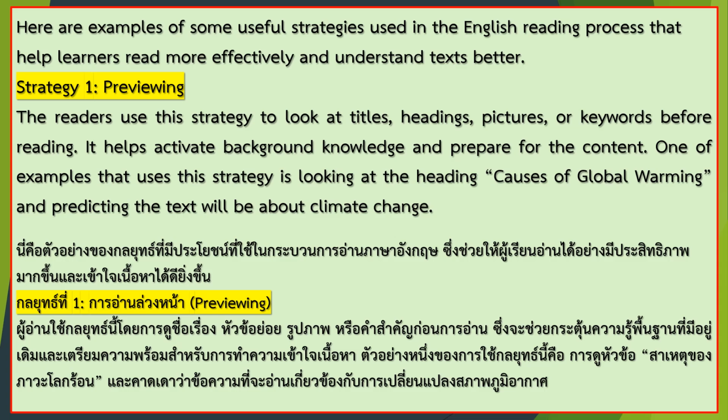Here are examples of some useful strategies used in the English reading process that help learners read more effectively and understand texts better. Strategy 1. Previewing. The readers use this strategy to look at titles, headings, pictures, or keywords before reading. It helps activate background knowledge and prepare for the content. One of examples that uses this strategy is looking at the heading, Causes of Global Warming, and predicting the text will be about climate change.